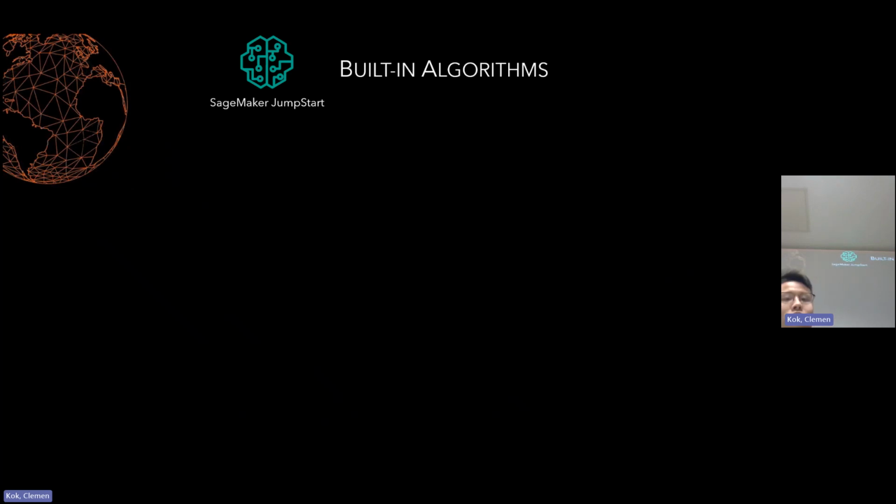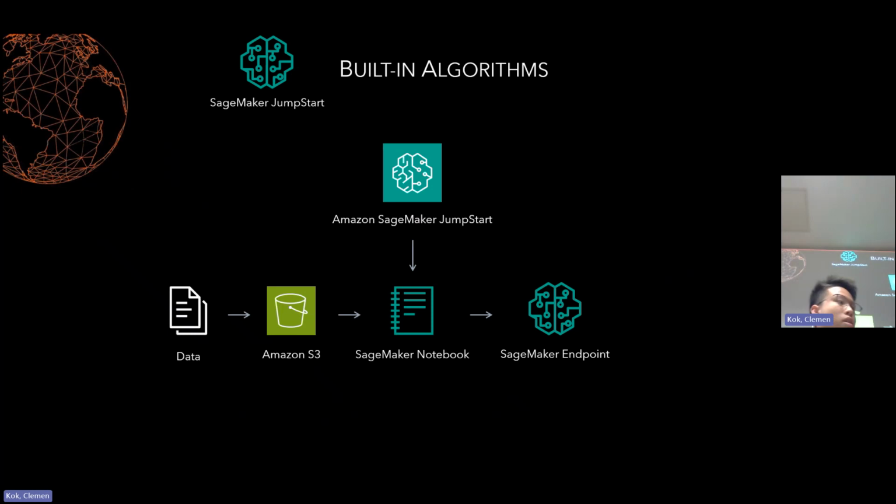SageMaker JumpStart is a service that allows you to load in pre-trained models. By pre-trained models, I mean models you would use because you don't need to train your model. You can fine-tune an already trained model and deploy it to serve different purposes. For example, you can load in models like YOLO. YOLO is a very popular high-performance computer vision model where you can do video detection, and you can load it, easily fine-tune it for your purposes, and then deploy it onto an endpoint.